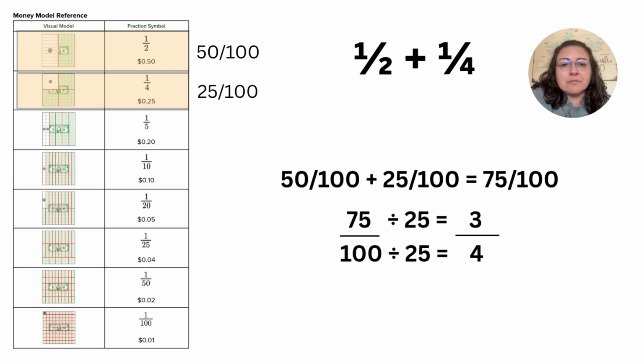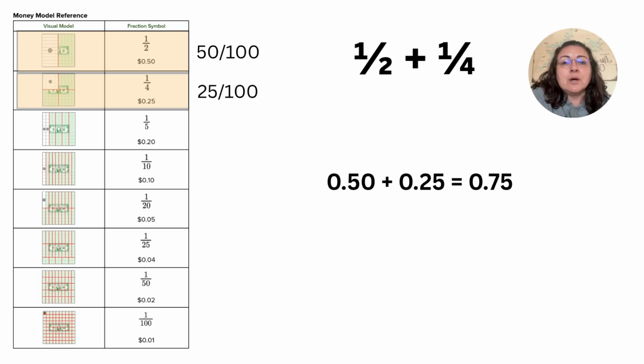I can also solve this problem using decimals. 1/2 is 0.50 and 1/4 is 0.25 in the money model. Adding my decimals, I get 0.75.